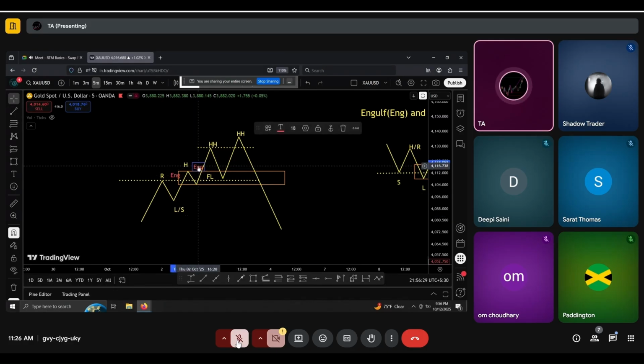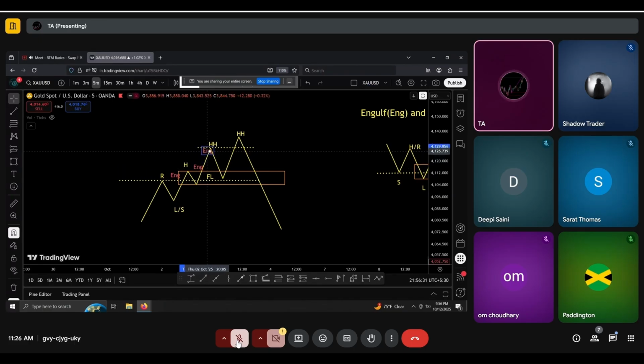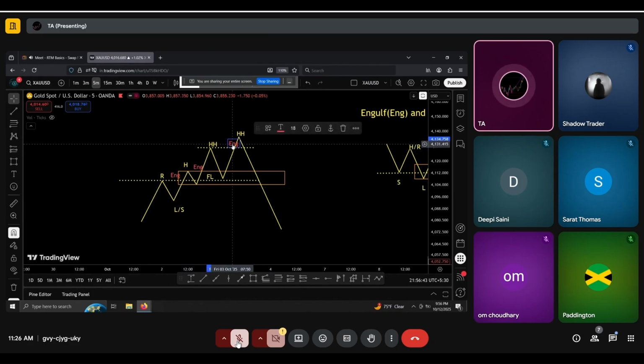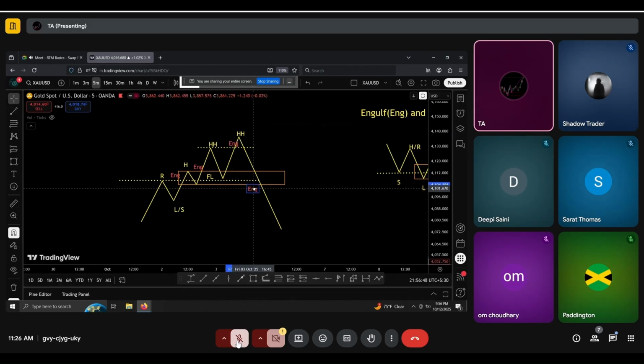And then again, when this higher high is broken, another engulf happened here. Okay. And when price came back and broke this FL to downside, another engulf happened here, right? So did you guys understand what is the engulf in general terms?